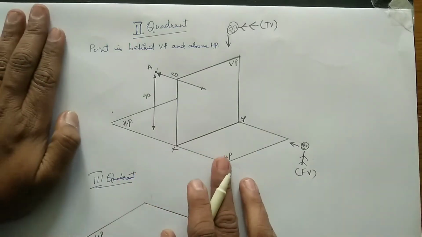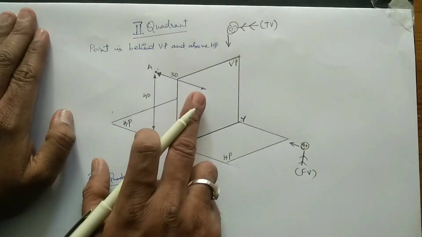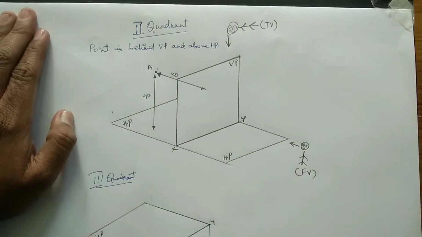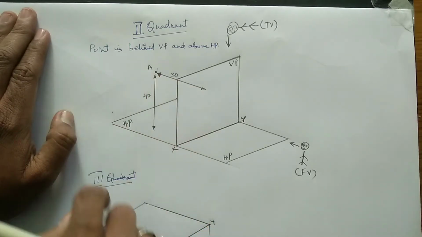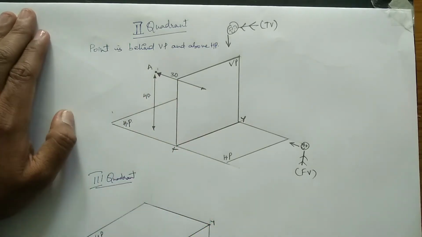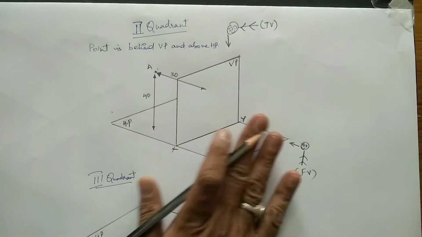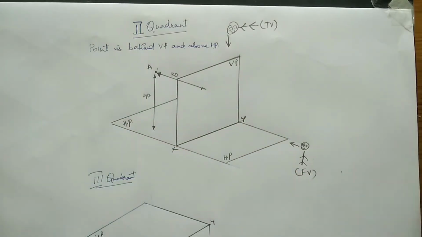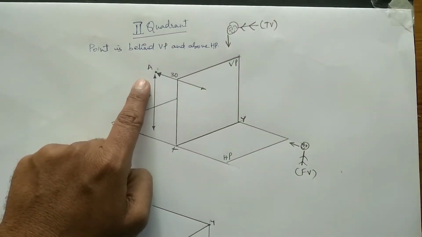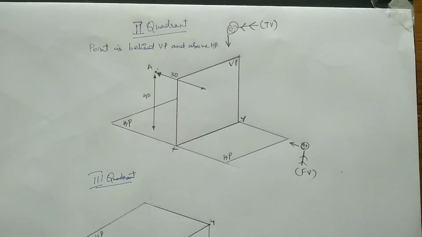Here in the picture I have mentioned the distances: it is 30 mm behind VP and 40 mm above HP. So how do we go ahead for drawing its two-dimensional projection? As we see in the picture, we are not concerned with the first quadrant, only with the second quadrant, as the point exists in the second quadrant.